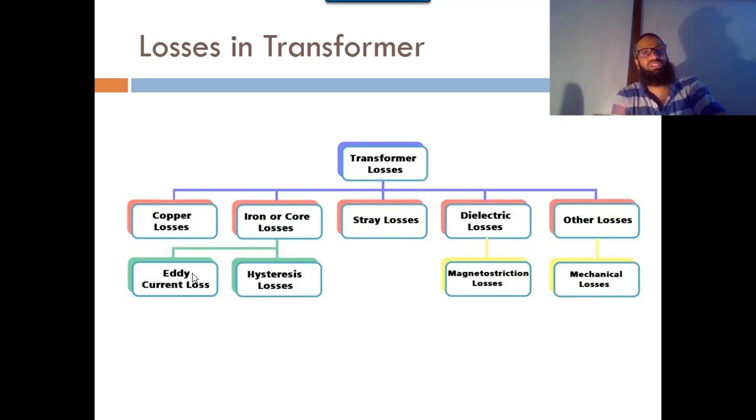And the fourth loss is normally the mechanical losses. If you understand the basic concept of the transformer, there is no mechanical device attached in the transformer. So how is it possible to have mechanical losses in the transformer? So these mechanical losses are practically due to problems when we construct the transformer, and due to the transportation.